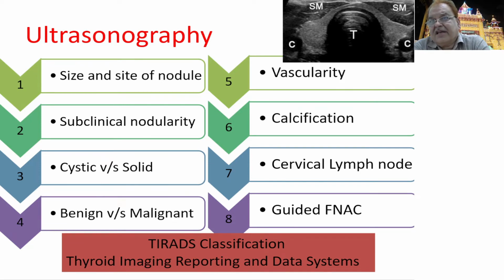TIRADS is just like in the case of breast, where we have the BIRADS. Here it is TIRADS, the thyroid imaging reporting and data system, and that can tell you whether you are dealing with a case of a benign swelling, or a malignant, or a suspicious swelling.